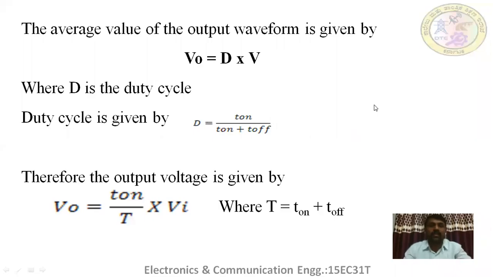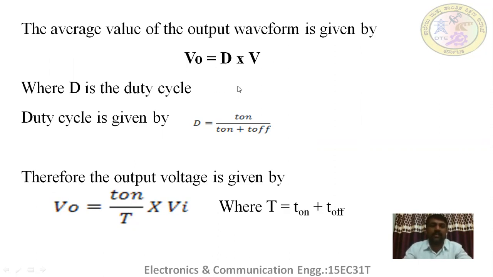Okay, what is the output voltage? For pulsed output voltages, the output is taken as average. Therefore, the output voltage of any switching regulator is the average value. So the average output voltage is given by D into V. This V is the input voltage and D is the duty cycle.